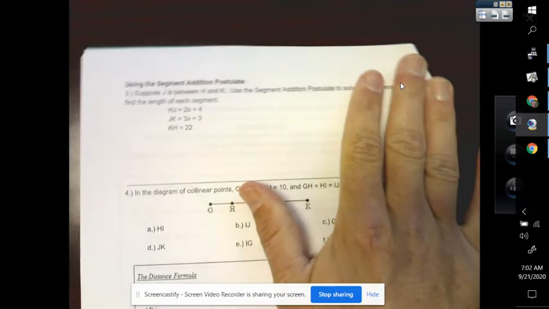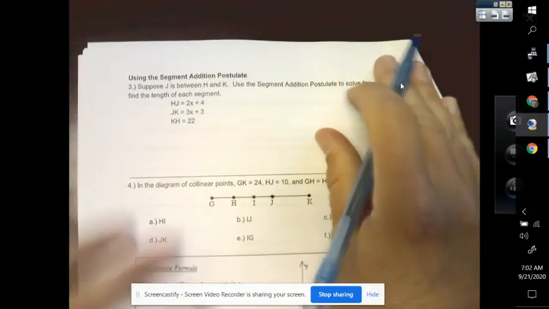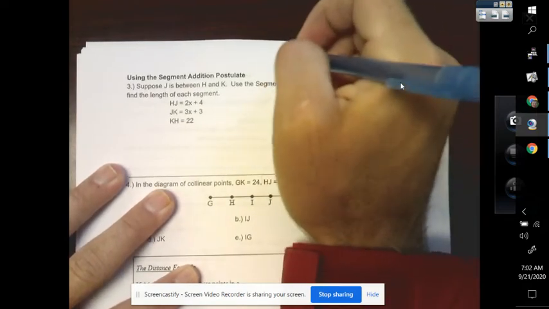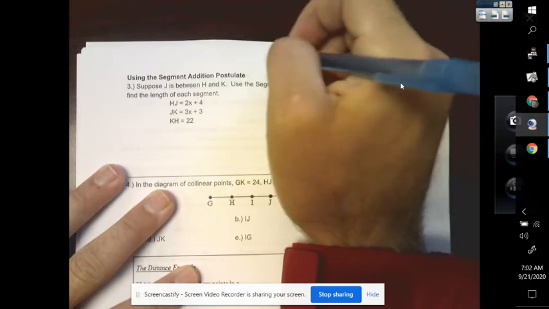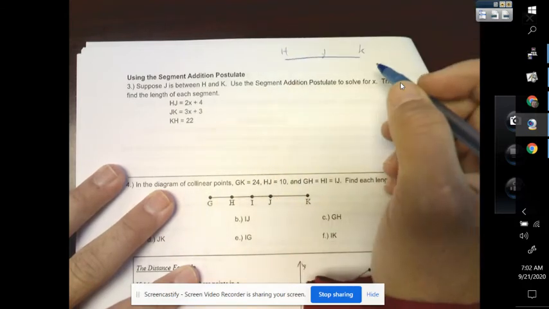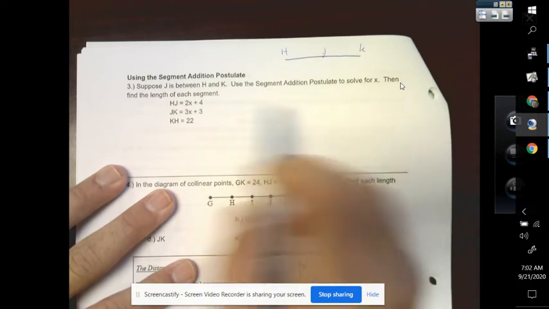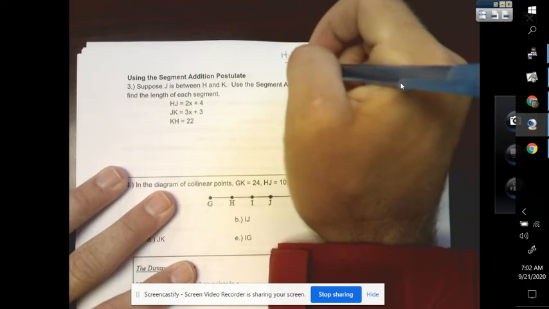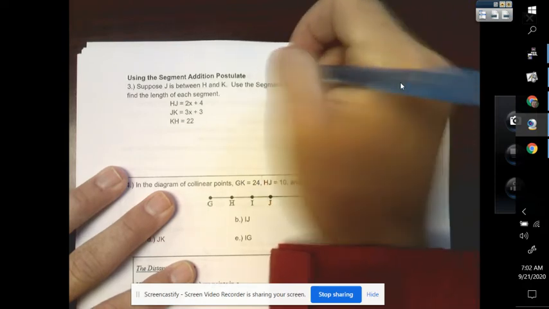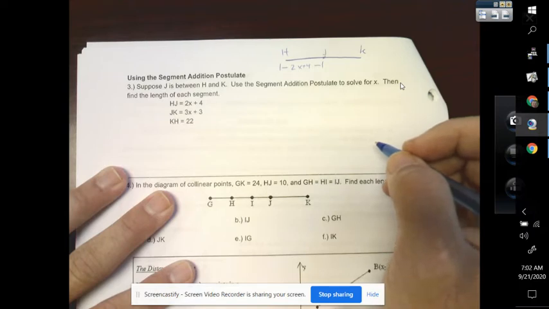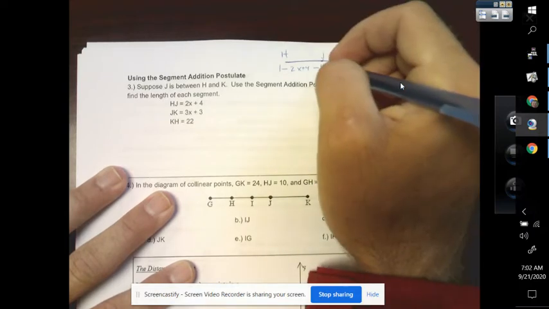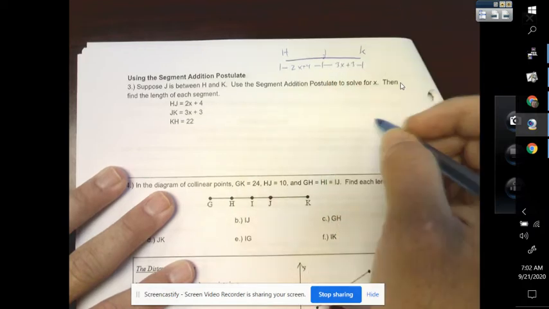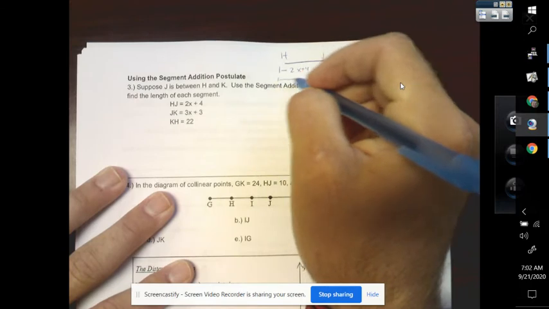So we'll start off with a little bit of a tougher one, okay? But it's all good. We can handle this. Suppose J is between H and K. So if I was to draw a picture, I'm going to put J in the middle and H and K on the outside. Now use the segment addition postulate to solve for x, then find the length of each segment. They're telling us HJ is 2x plus 4, from here to here. Then they're telling us from J to K is 3x plus 3. And then they want to tell us the entire thing is 22.